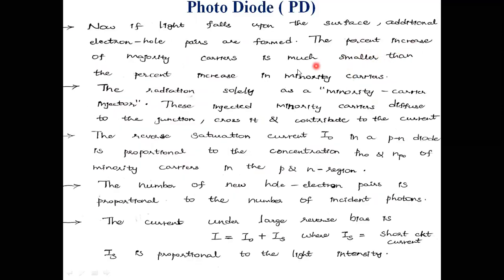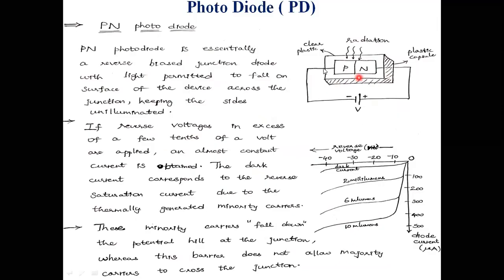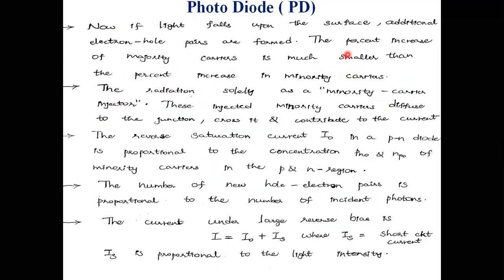The percent increase of majority carriers is much smaller than the percent increase in the minority carriers here. The increase in electron hole pair generation is very high due to the minority carrier concentration, not the majority carrier concentration. Only due to the minority carrier concentration, I am getting a high flow of current here. The percentage increase of majority carriers is much smaller than the percentage increase in the minority carriers.